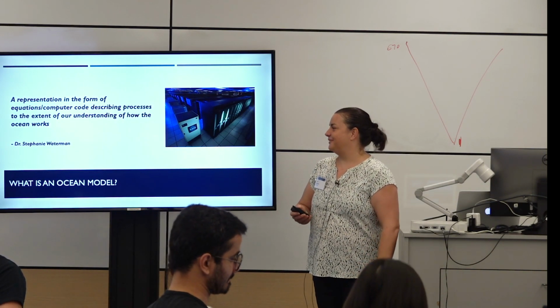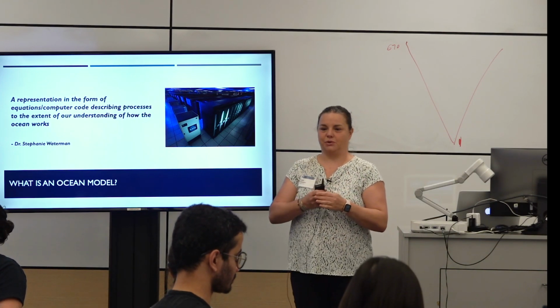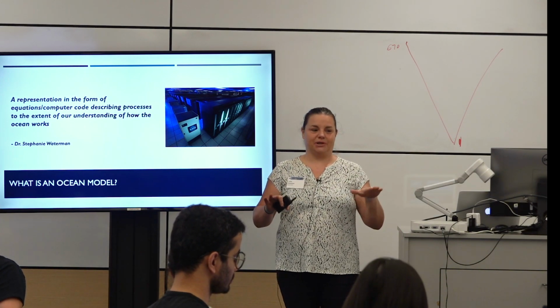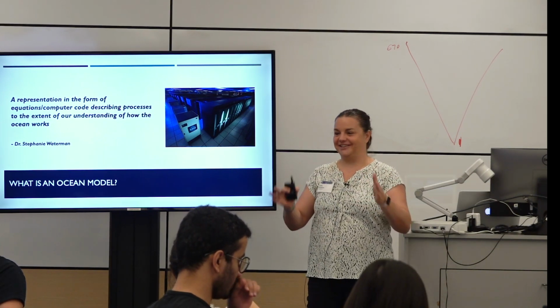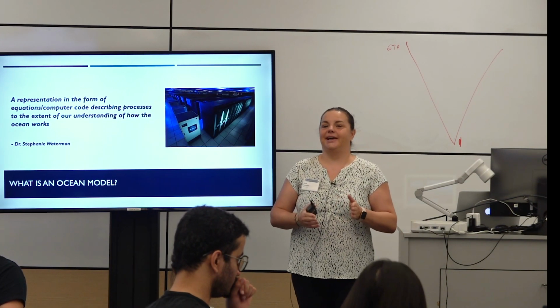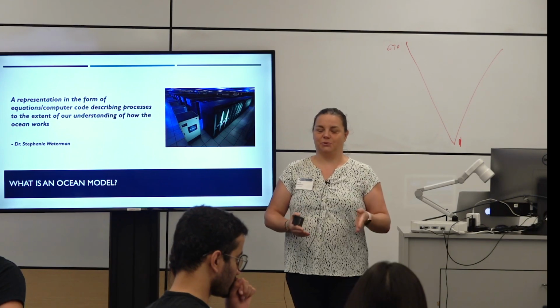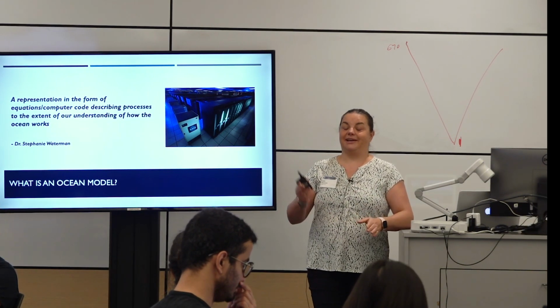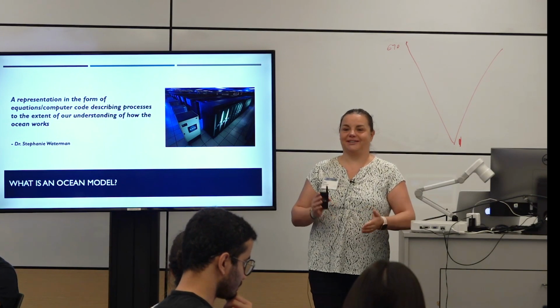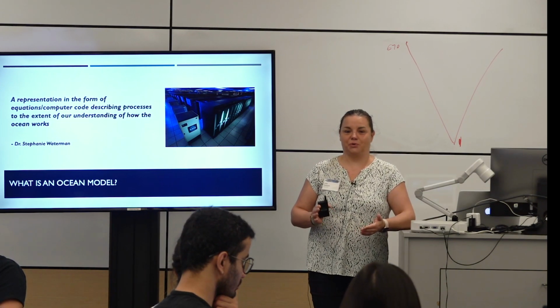So let's start with a very general definition. We are talking about Earth system models here, not statistical models, not artificial intelligence. A model is a representation, in the form of equations and code, describing processes, and this is the important part, to the extent of our understanding of how the ocean works.